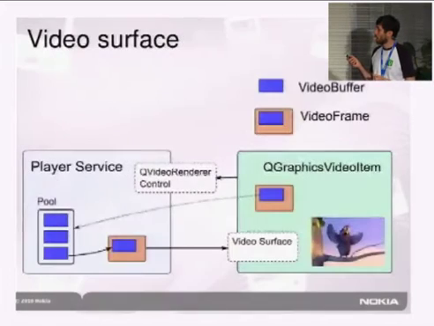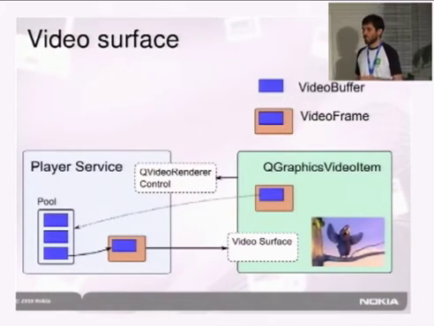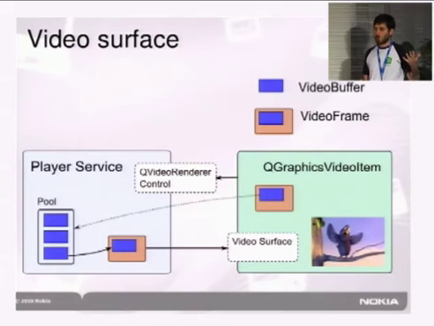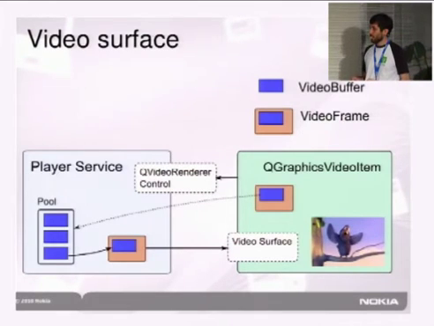So how does it work? Usually we have some framework for video playback or for camera. It's using some kind of video buffers. It could be local memory video buffers, or it could be handles to hardware accelerated video buffers in graphics memory and your video decoder chip. And we are interested in exposing those video buffers outside of the framework, the player service.